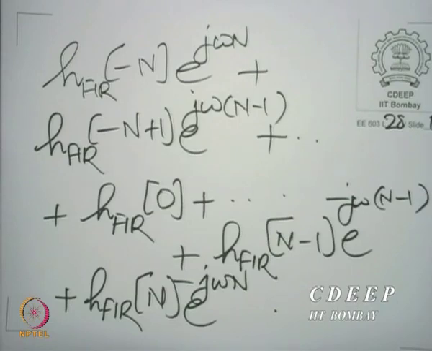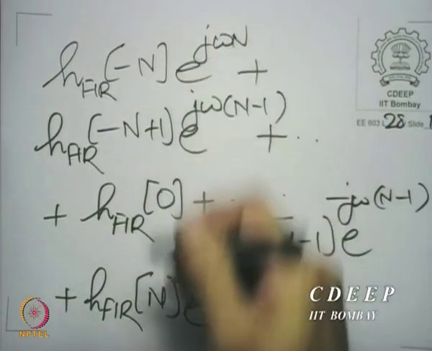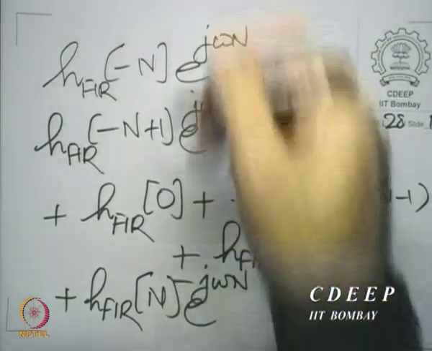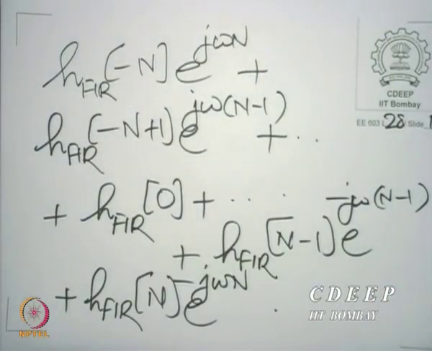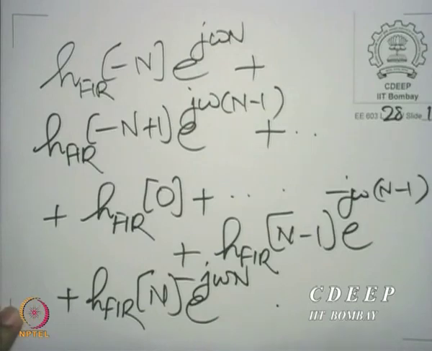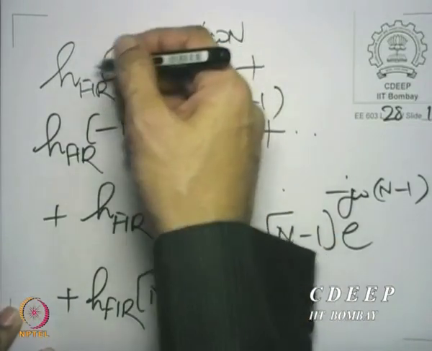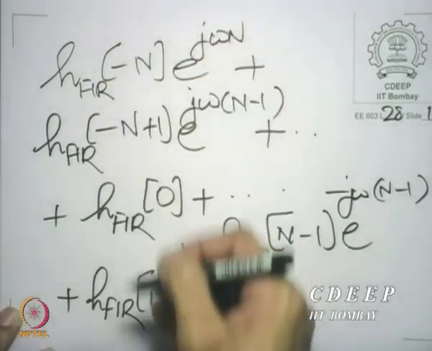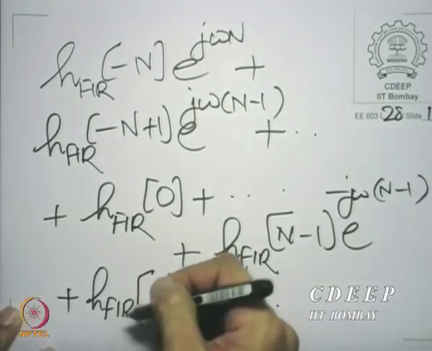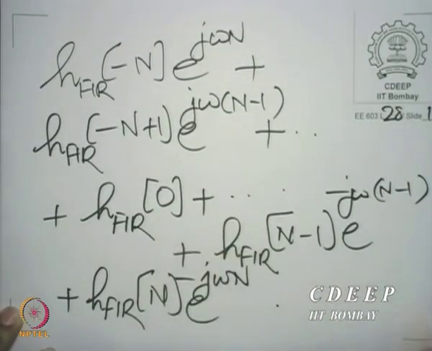And what we do is to combine corresponding terms now on the negative and positive side. For the moment, let us assume that this is real, to make matters simple. Or actually, we don't really need to. Let's take in general that they are conjugate symmetric. So, in that case, each of the corresponding negative samples is going to be the complex conjugate of the positive sample.